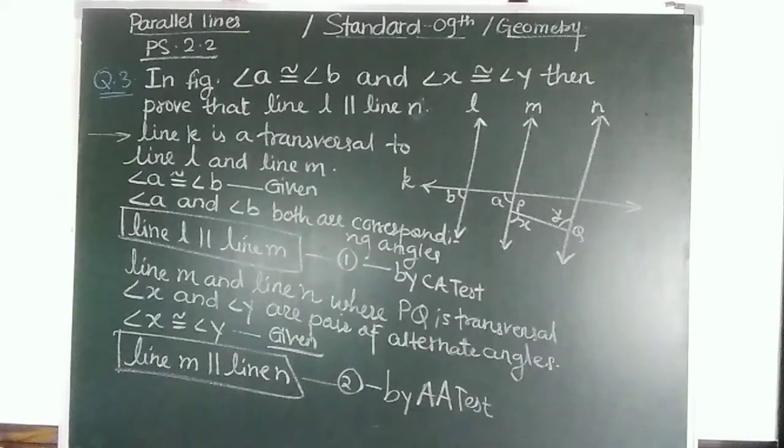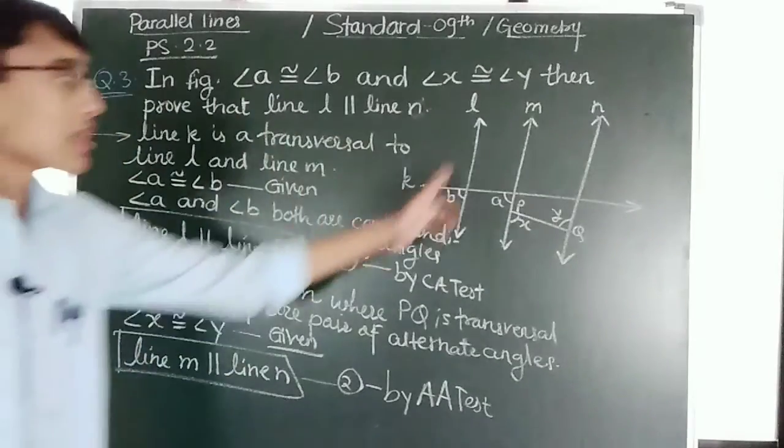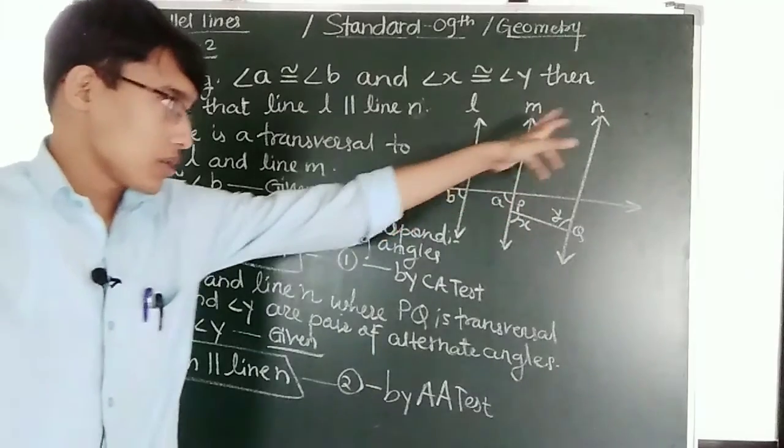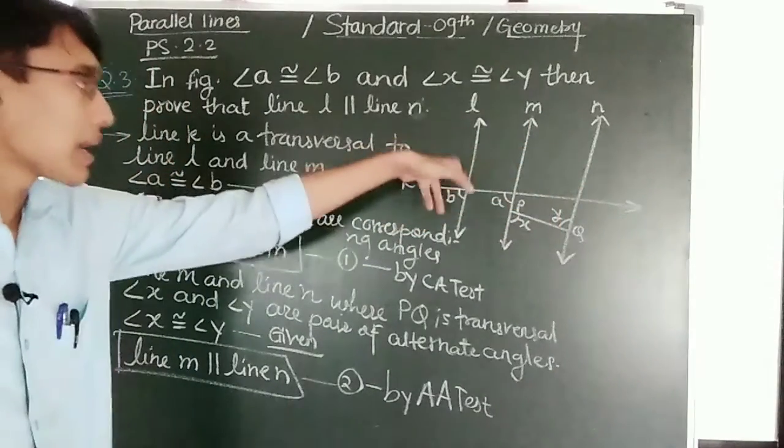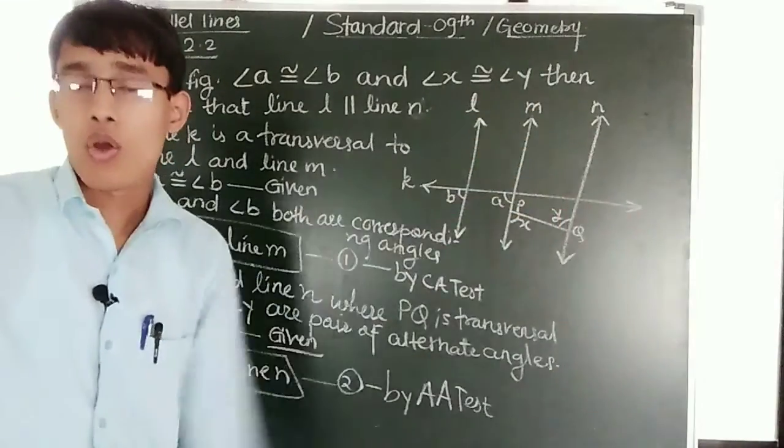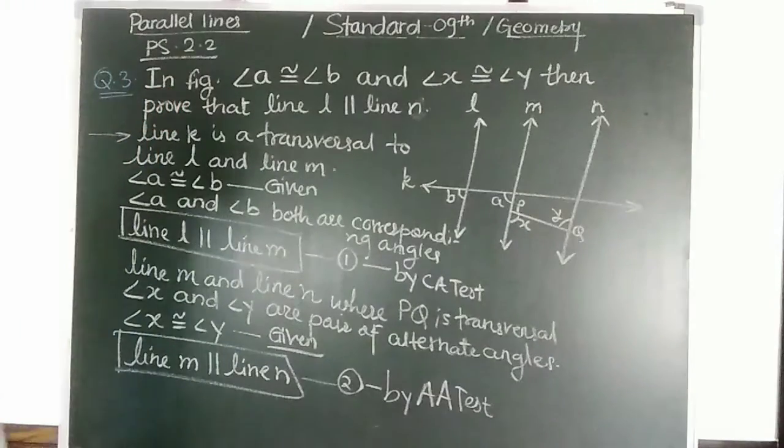Now we have got line L parallel to line M and line M parallel to line N. Now line L is parallel to M and M is parallel to N. That means line L is parallel to line N. All the three lines are lying on the same plane, where line M is parallel to line L as well as line N.